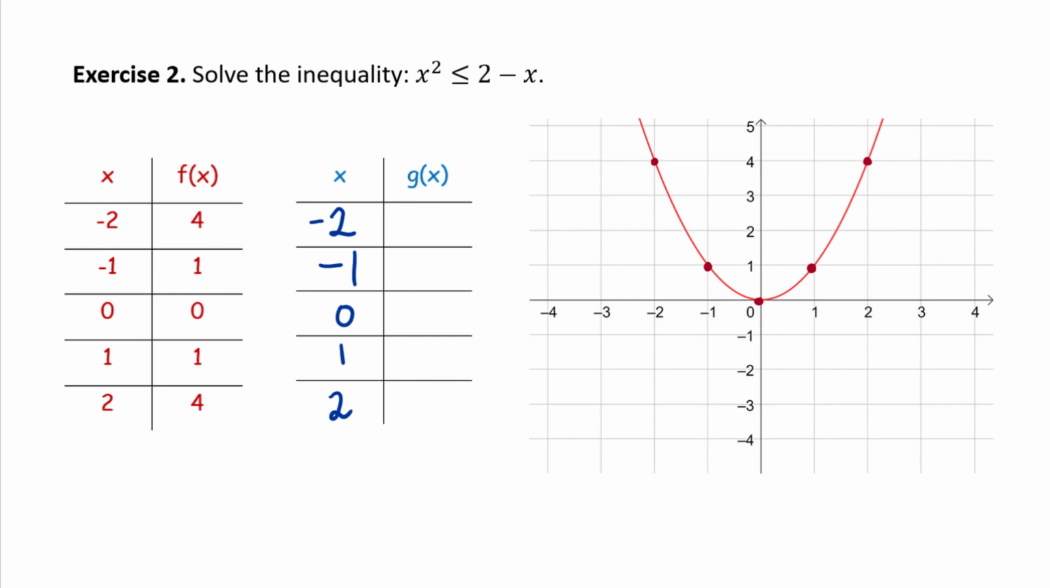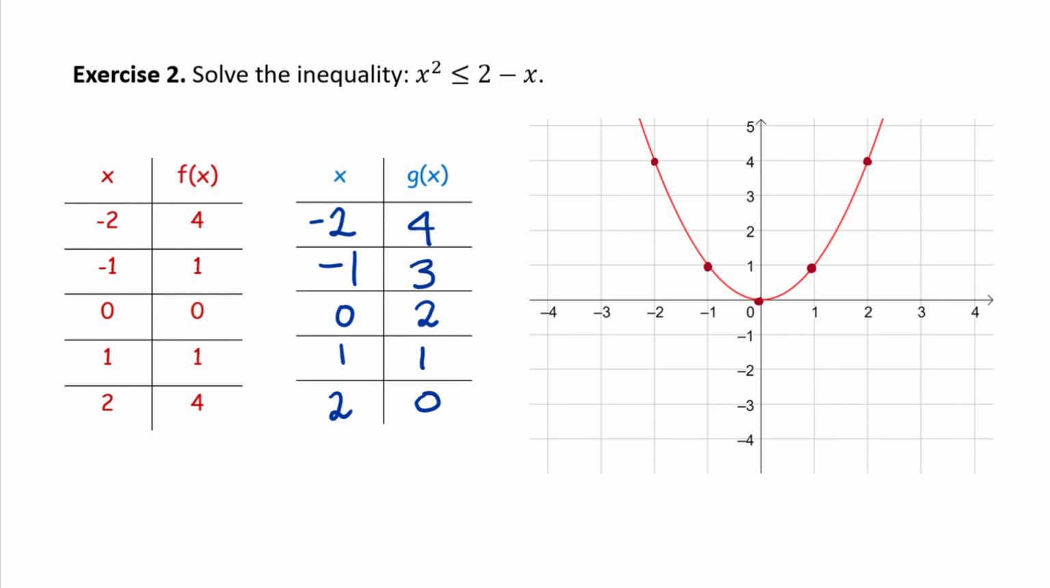At x equals negative 2, the output, let's see, 2 minus negative 2, which is 4. At x equals negative 1, the output is 2 minus negative 1, which is 3. At x equals 0, the output is just 2. At x equals 1, the function value is 2 minus 1, which is 1. And finally, at x equals 2, that's 2 minus 2, and that is 0.